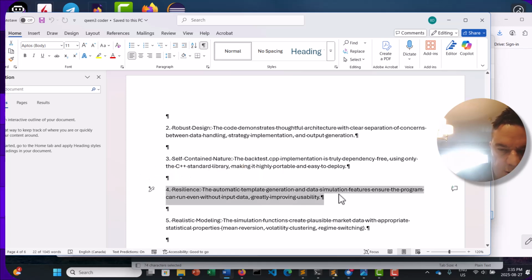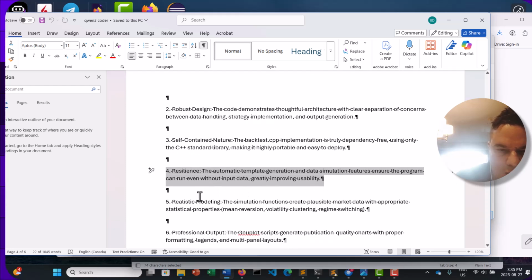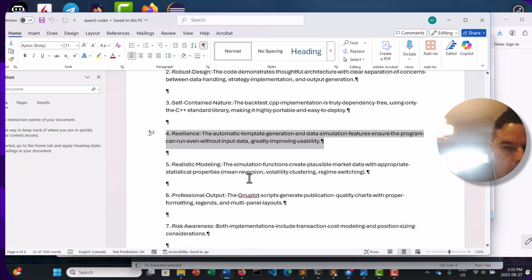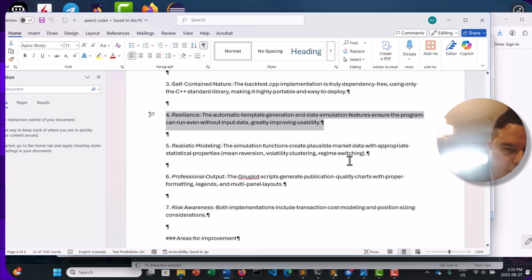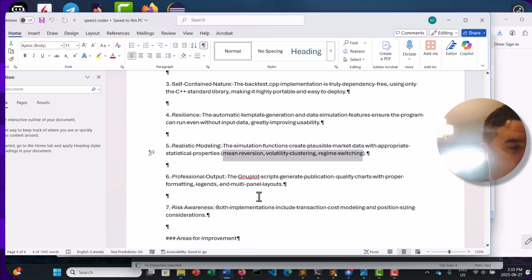Automatic template generation and data simulation features ensure that the program can run even without input, greatly improving usability. Again, that's with the simulated market data. Realistic modeling. Simulation functions create plausible market data with appropriate statistical properties with mean reversion, volatility clustering, and regime switching. These are all, again, part of the terminology that is basic to quant creating and model building.